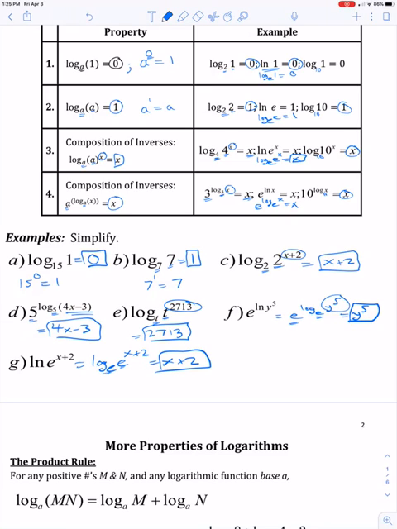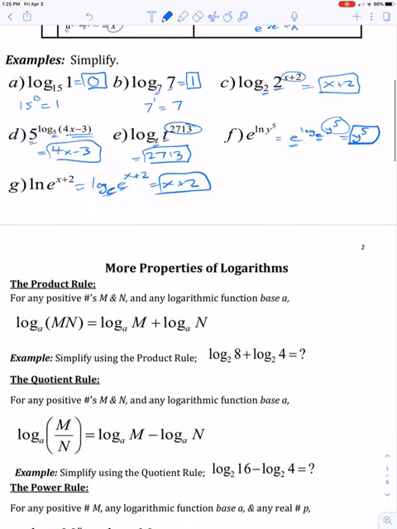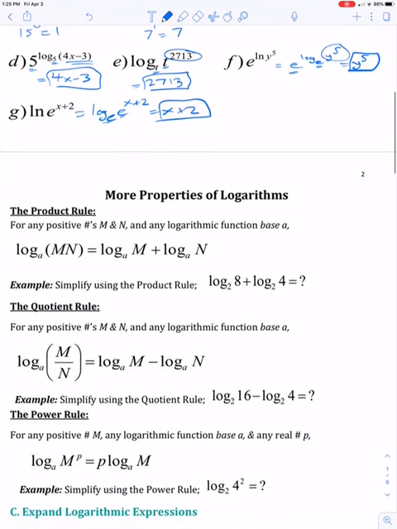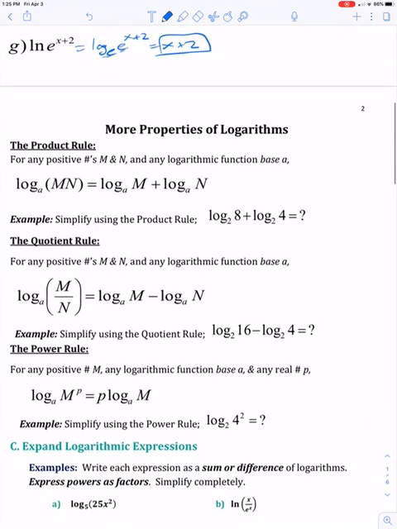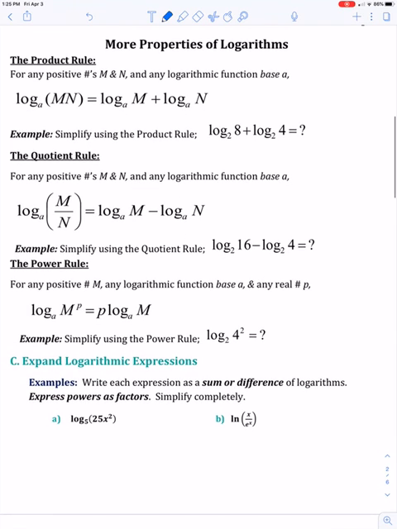So there are some simplifying properties that we want to be able to recognize. And like I said, eventually we're going to get to solving log equations. And we want to be able to simplify the expressions that show up in our equations. So those are things to look for to help us in simplifying so we can evaluate and solve logarithms. Moving on, let's go to our 3 major properties. I call them our major properties of logarithms. That being the product rule, the quotient rule, and the power rule.